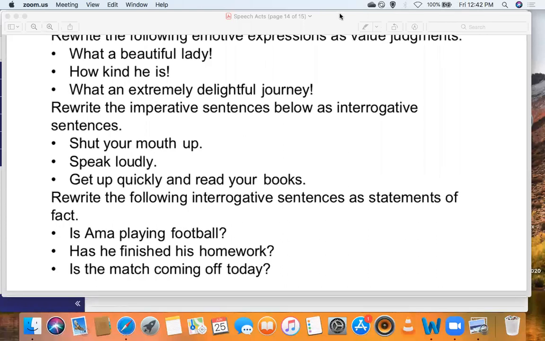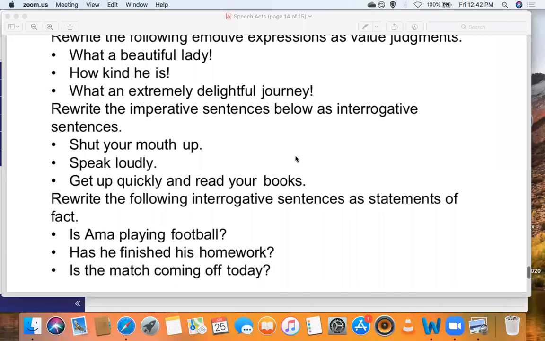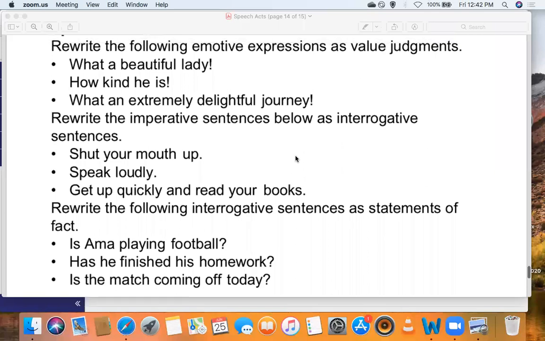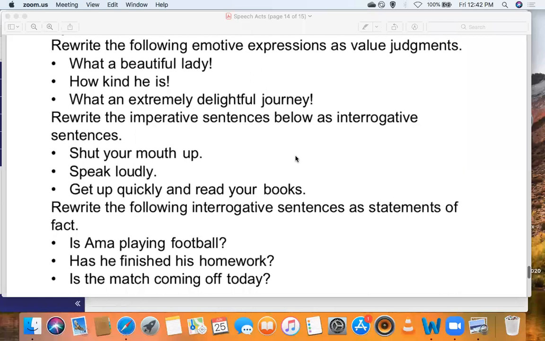Sir, please, can I ask a question? Okay, what is it? Sir, please, you said that when you are converting from emotive expression to value judgment, you are not supposed to add anything to it. But say, for example, the expression, what a beautiful lady. When the lady was answering, she said that the lady is beautiful. She added the, you're not supposed to add that. Yeah, what I said, you are not supposed to add anything that is unnecessary. You only make the changes that are necessary to do the conversion.